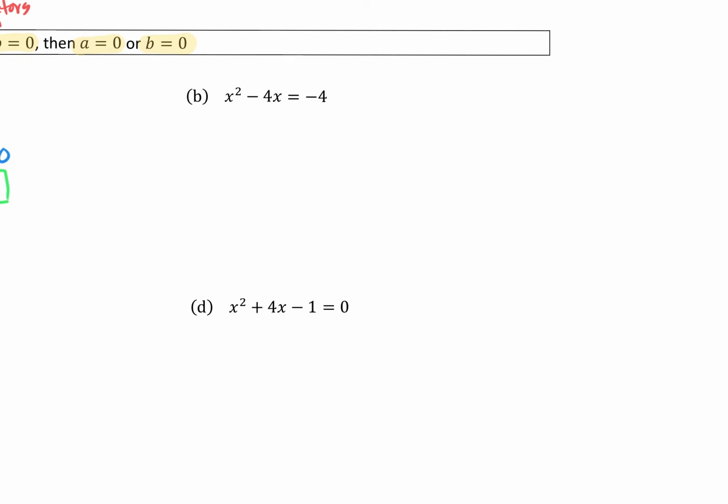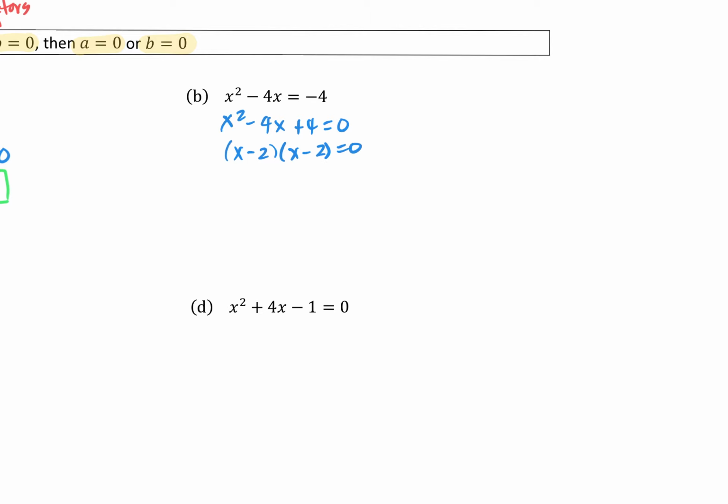In part B, I have x squared minus 4x equal to negative 4. So this is not set equal to 0. The very first step is to get that equal to 0, so I can use the zero property. x squared minus 4x plus 4 is equal to 0. And now factor. It's going to factor into x minus 2 times x minus 2.